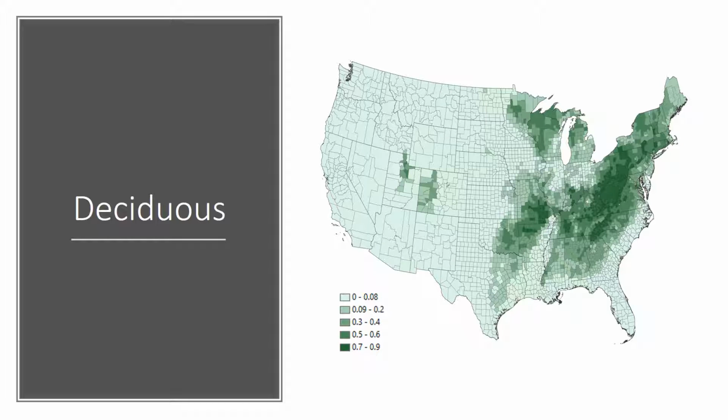The deciduous tree map details the high density in dark green while low covers of deciduous trees are in light green. The areas of dark green or high amounts of deciduous correlate with the areas of high Lyme disease densities.